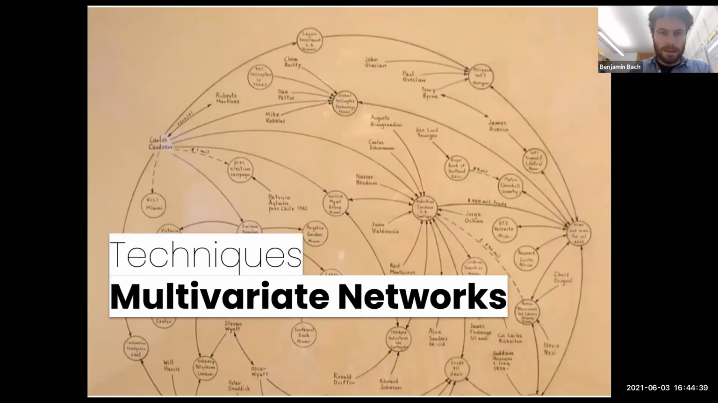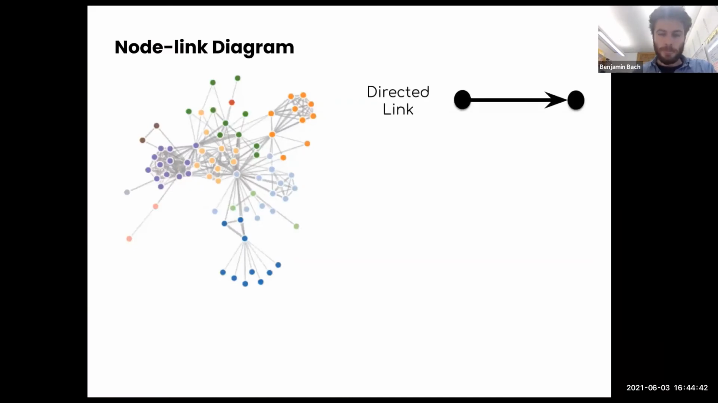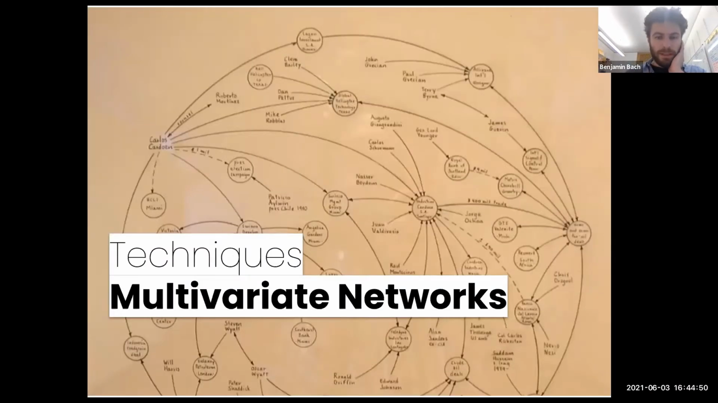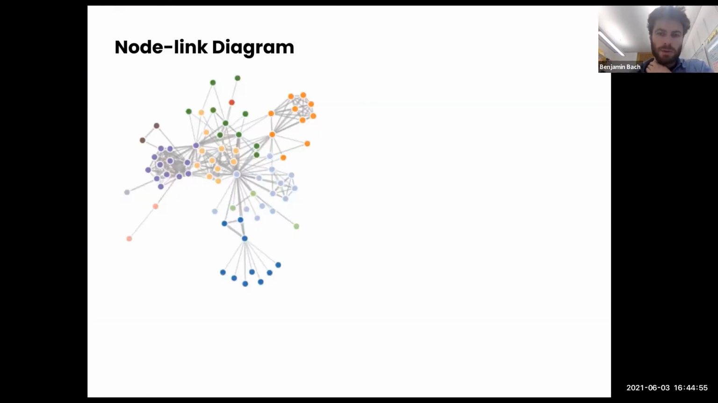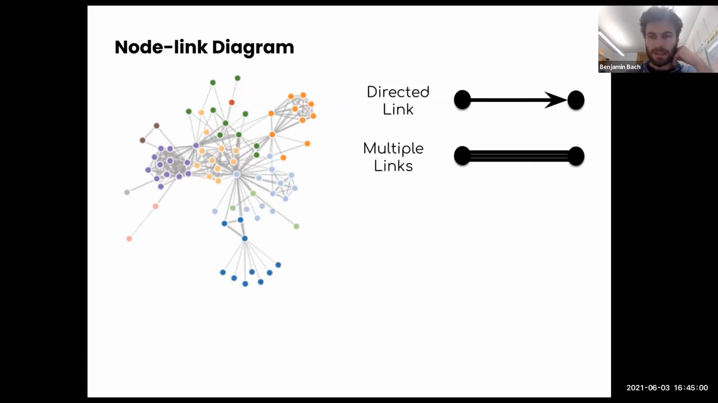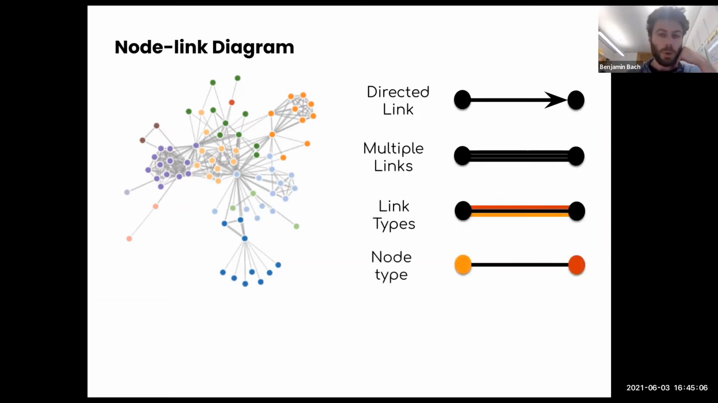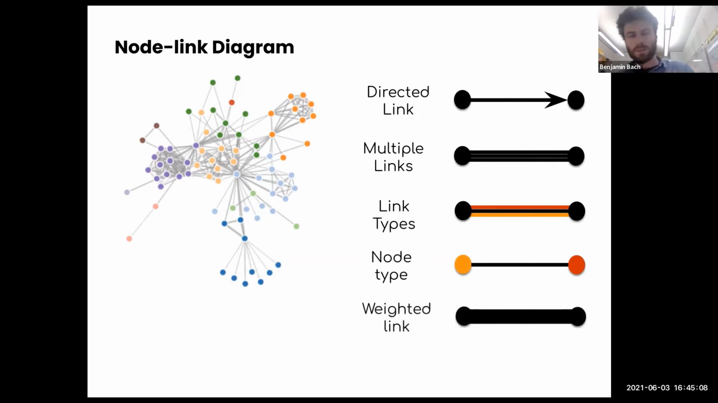And this is opening up many different possibilities, actually. But let's focus a little bit on multivariate networks now. Multivariate networks are all those networks where we have directionality of links, where we have multiple links, where we have different link types, where we have node types, and all sorts of link weights, all sorts of attributes associated on top of the nodes and links and the relational topology of our network.